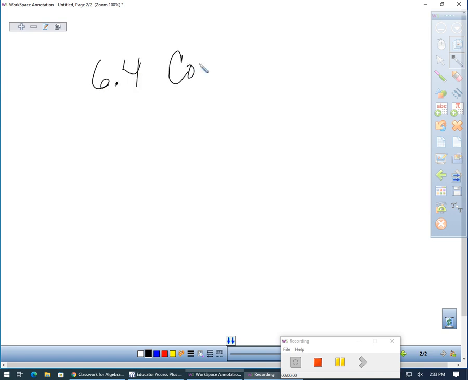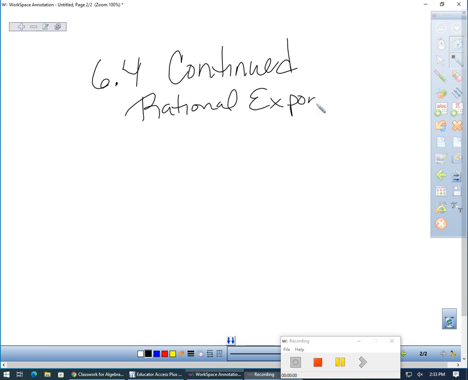4, continued. So we're still talking about rational exponents. When we talk about rational exponents, those are those fraction exponents we have, right? And if we have a fraction exponent, I have a fraction here. Remember your fraction exponent always power over roots. Now we're going to be able to use that a lot.